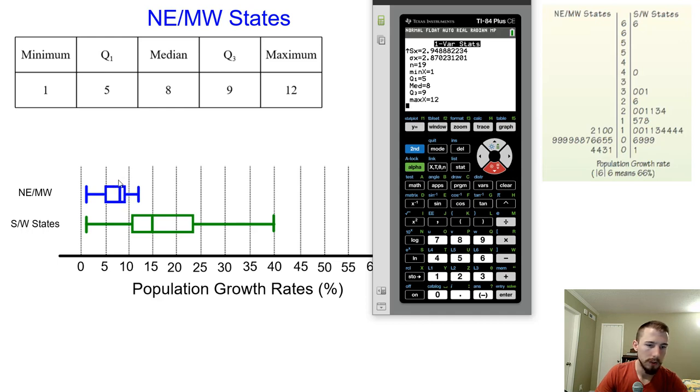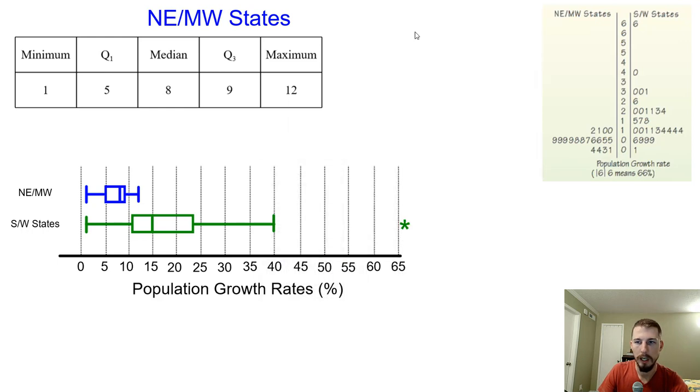And if we look at this, we could check to see if there's any outliers. Our interquartile range is 4. 1.5 times 4 is 6. Add 6 to 9 is going to be 15, and subtracted from 5 would be -1. So clearly our maximum and minimum are within those fences, so there are no outliers for the Northeast Midwest states.